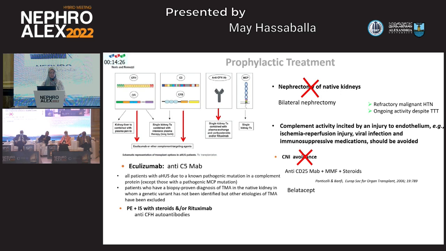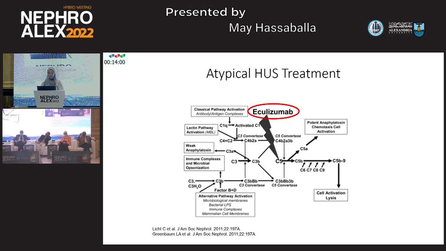You can also use plasma exchange and immunosuppression with steroids and/or rituximab when you have anti-complement factor H autoantibodies. You can use intensive plasma exchange for mutations affecting plasma complement proteins when you don't have eculizumab. But when you still don't have it and you have a complement factor H mutation, you have to go for liver-kidney transplantation.